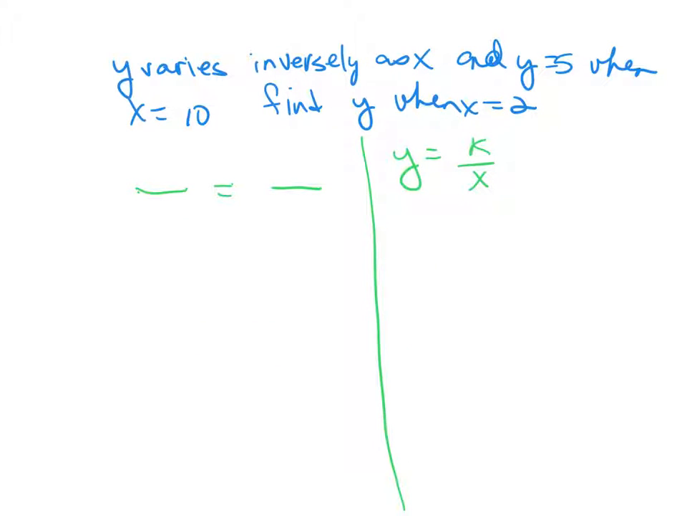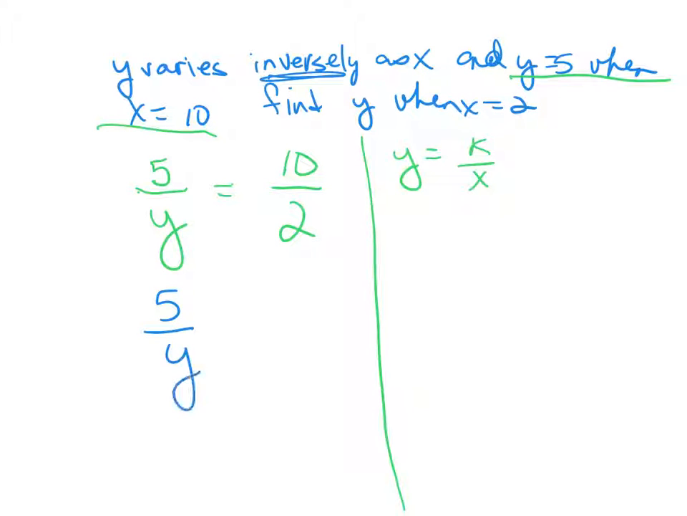So the regular proportion way is you pick out your complete set of information. Y is 5 when x is 10. Find y when x is 2. But before you cross multiply, since it's an inverse proportion, you flip the second guy. So y is going to be equal to 25, because 5 times 10 is 50 equals 2y. Divide by 2, it's 25.